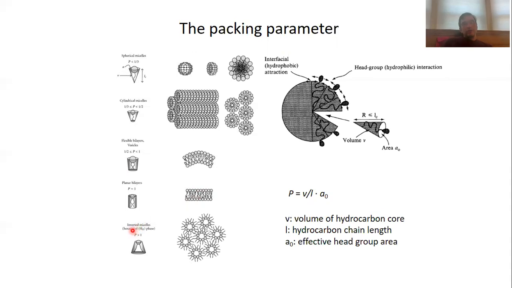So if you increase the packing parameter even further to larger than 1, then the hydrophobic part consumes more space than the hydrophilic part. So therefore the curvature is inverse. The hydrophilic part now points to the inside and the hydrophobic part tends to the outside, and you cause a structure like this, an inverted micelle.